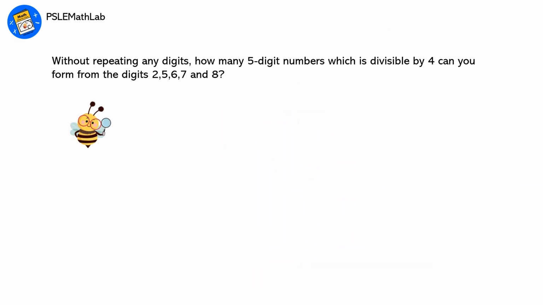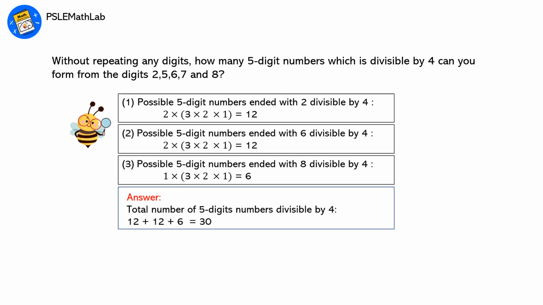And now, let's add the 3 previous rounds of calculations together to give our final answer, which is going to be 12 plus 12 plus 6 equal to 30. And that is your final answer.